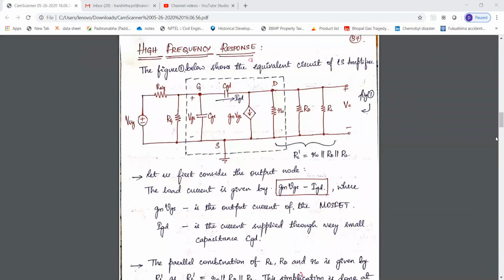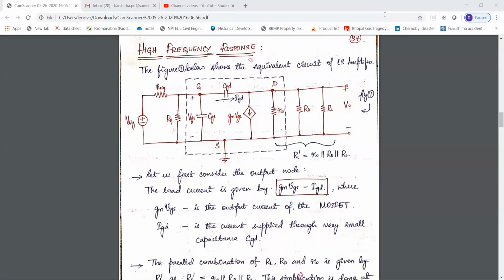Hello everyone. In the previous session, we studied the three frequency bands of the common source amplifier. So now in this session, we'll study the high frequency response of the common source amplifier. This is the equivalent circuit for the common source amplifier. To understand how to draw this, let's look into the circuit diagram of the common source amplifier. So this is the circuit diagram.